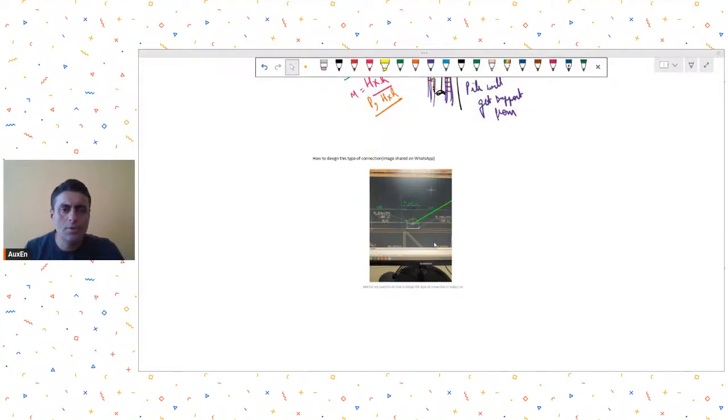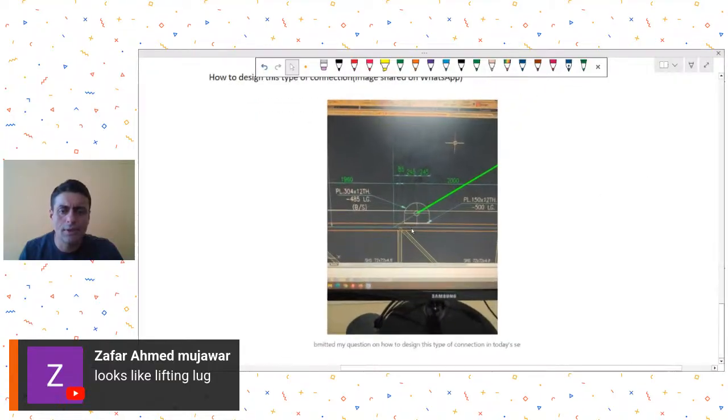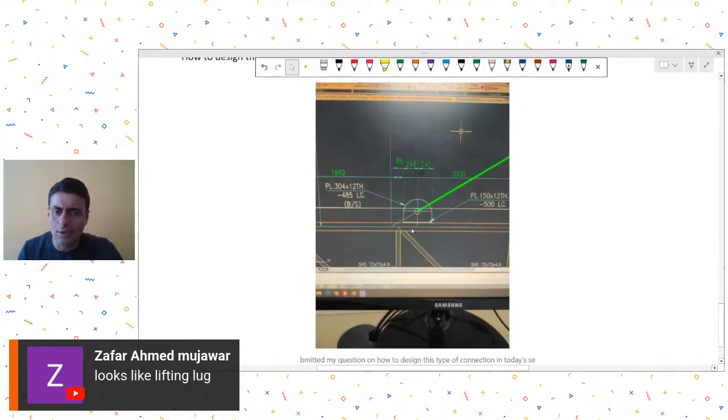And let me just check. Acha, it is not a pin connection. Mr. Zafar is informing that it is a lifting lug. Is it? Okay, so this is a hook and they are going to lift something from here. Is that it? Okay, I thought it was a pin-like connection. So you are saying that they are going to lift something from here, and then it is connected to this member.